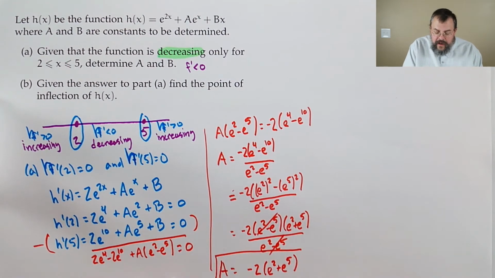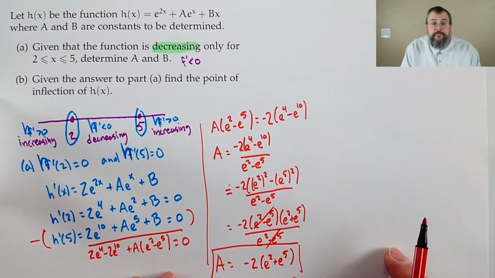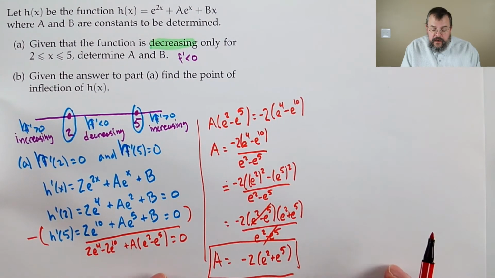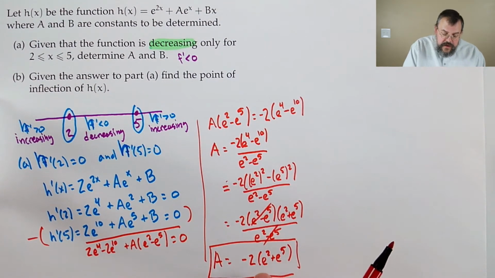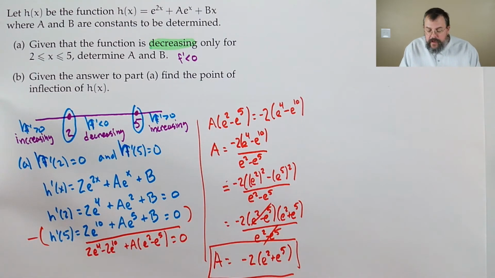So how do we get b? Well, to get b, now that we know a, just plug it into one of the two equations. Doesn't really matter which one. So let's say we plug it into, let's plug it in here, the first equation.